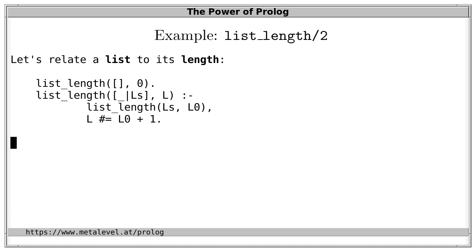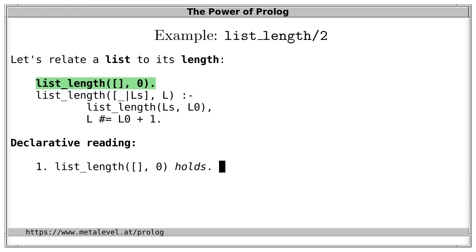Another way of reading Prolog code is called declarative reading. For instance, we can read the first clause as: list_length holds for the empty list and 0. This clause consists of only a head and has no body, so this is a fact.